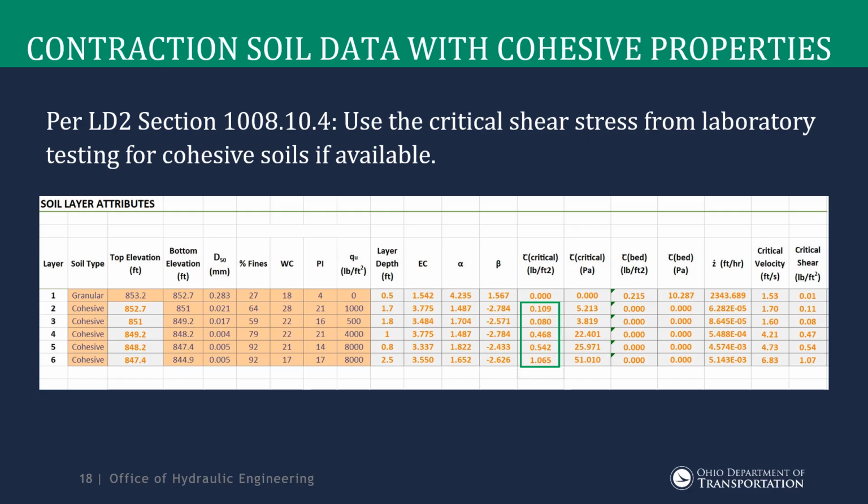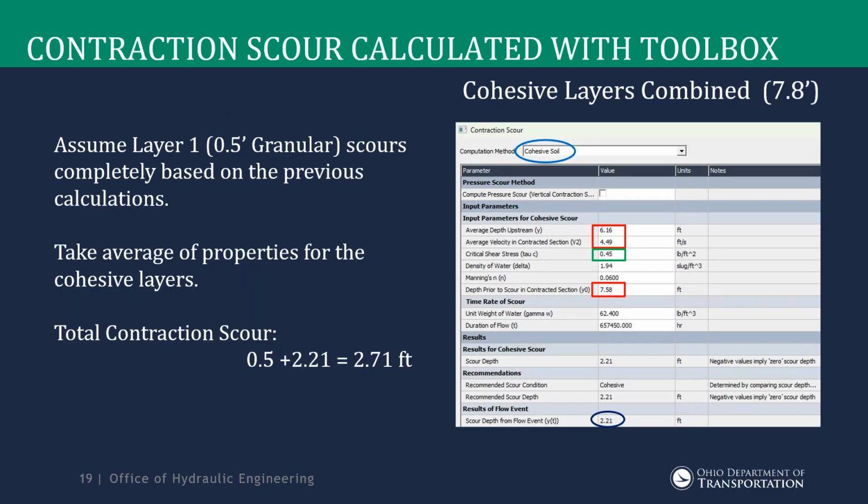So per L&D 1008.10.4, if the critical shear stress is from laboratory testing, then we can use that. In this particular case, we're going to say that this information is from those tests. So with that, we can do different calculations using the cohesive properties.